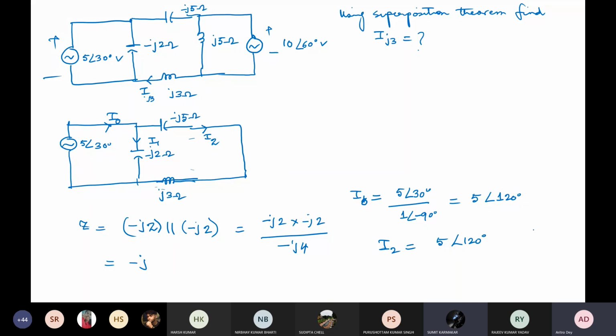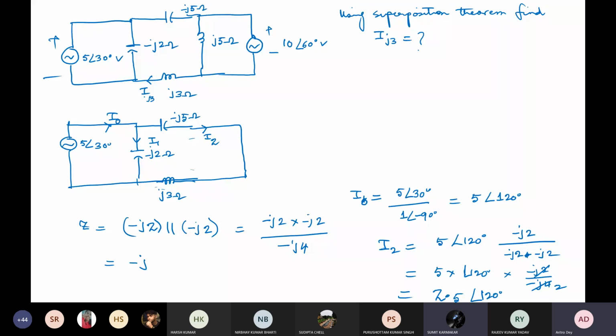So it will be half only because it is the same, na. So here also it is minus j2. Here also it is minus j2. So it is minus j2 divided by minus j2 plus minus j2. So minus of minus this. Then what you're left with is 5 angle 120, then it is minus j2 divided by minus j4. So it will be 2. So the angle is 2.5 into 120 degree. That is for this path, for this source.